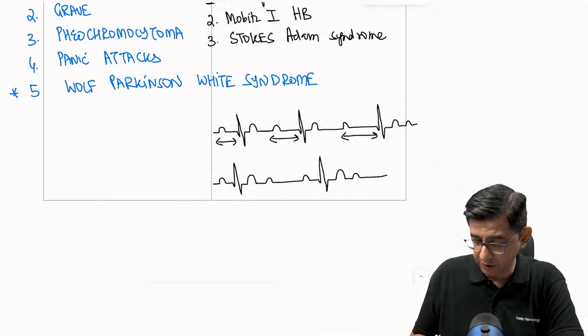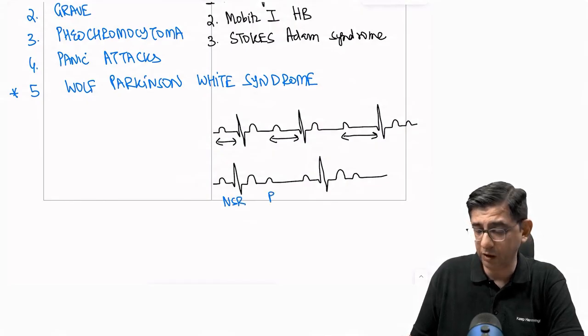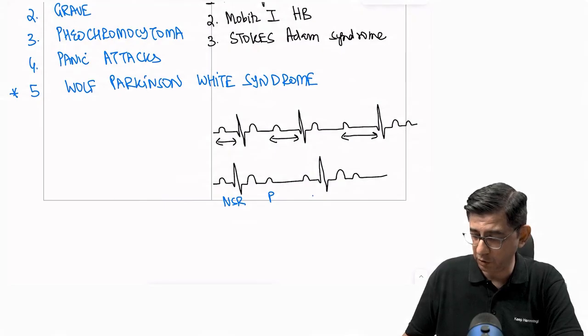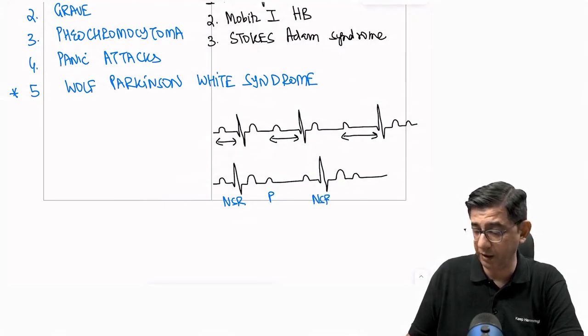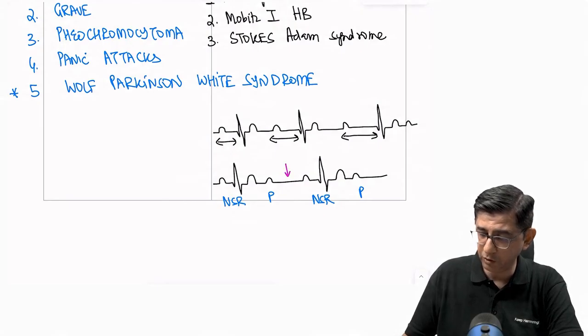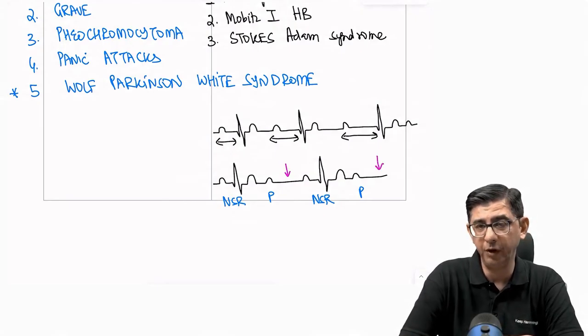You can notice once again, I'll write, this is normal sinus rhythm. This is the P wave that was not conducted. Then once again, there is a normal sinus rhythm where the P wave is getting conducted to the bottom. That is why the QRS complex is coming. Then there's a non-conducted P wave. You can put vertical arrows here also to say that these are the drops that are happening in this patient.